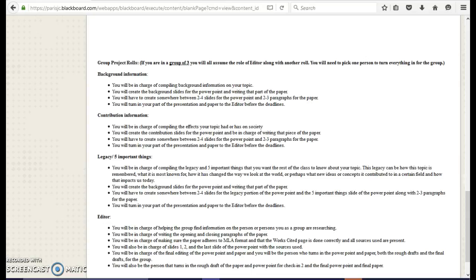You're also going to be the person that makes sure that the paper adheres to MLA format. You will read the entire paper, check for grammar and spelling errors. You're also going to make sure that you've got the 1-inch margins on everything, that the works cited page is done correctly.